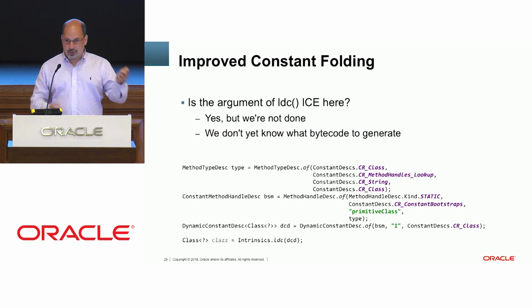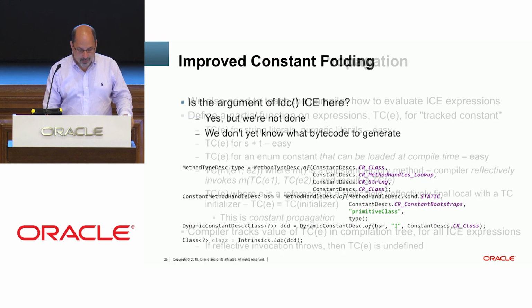And you follow this all the way down, you apply all the rules, and you say, yes, the thing that I'm passing to intrinsics LDC, that's an intrinsifiable constant, so I should be able to generate the bytecode. But we're not quite there yet. We have to do a little bit more work.